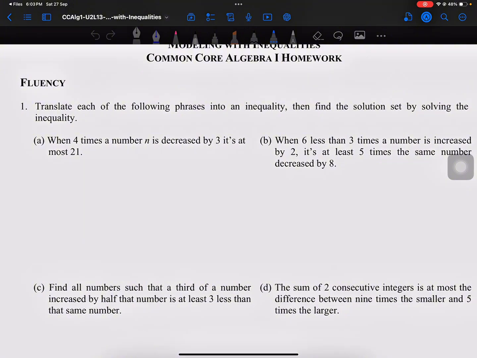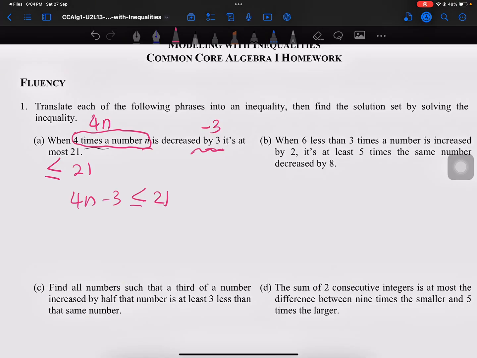First question A, 4 times a number n is decreased by 3, it's at most 21. 4 times a number, meaning 4 times n. Decreased by 3 is minus 3. It's at most 21. At most, we will use less than or equal to 21. So you can combine it together: 4n minus 3 less than or equal to 21.